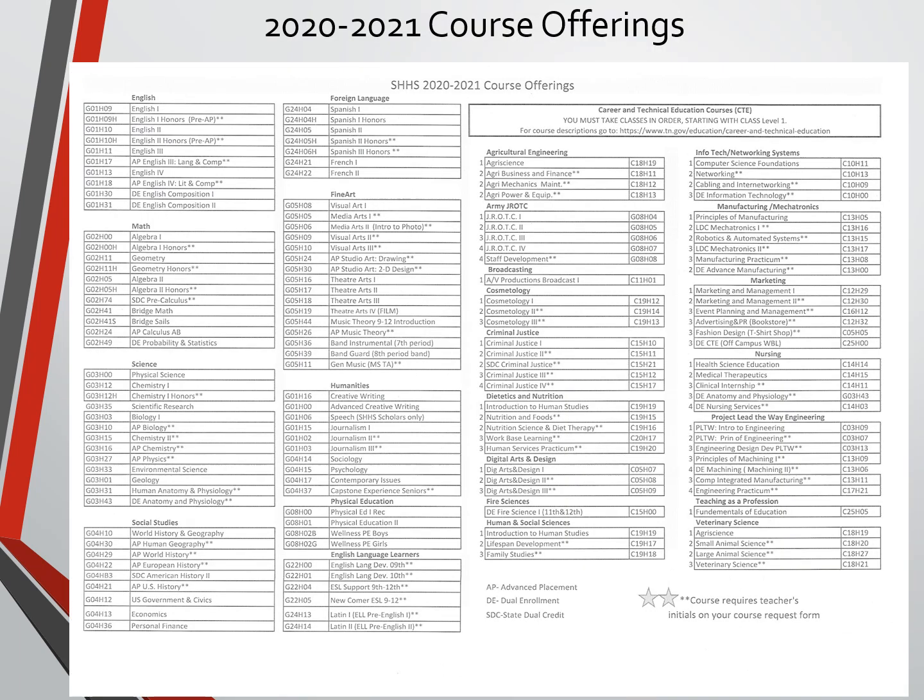This page of your packet lists all the classes you can request to take next year. Each class has a course code and class name. The right half of the page lists the career and technical education elective courses.